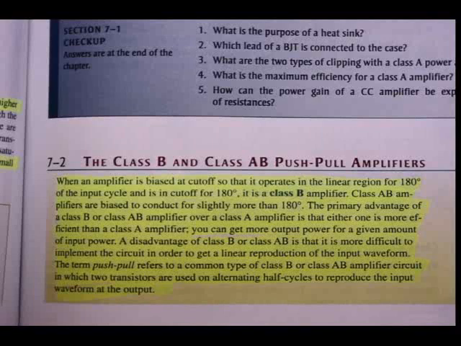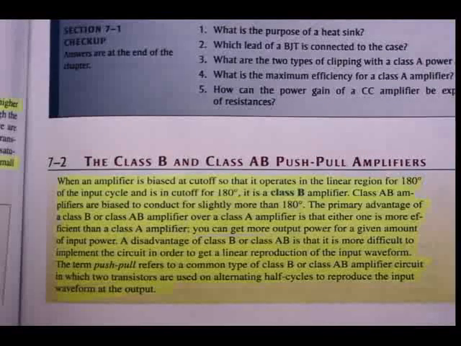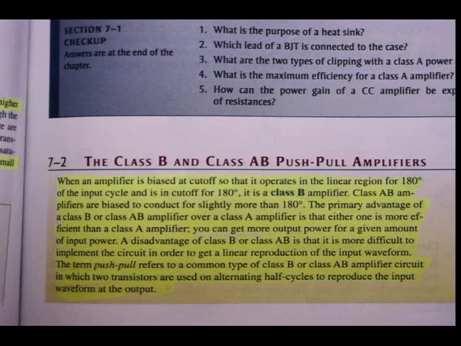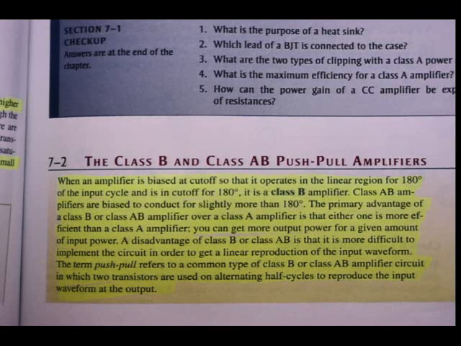The primary advantage of a class B or a class AB amplifier over a class A amplifier is that either one is more efficient than a class A amplifier. Remember, class A amplifier has maximum efficiency of 25%. You can get more output power for a given amount of input power. A disadvantage, underline, of a class B or a class AB amplifier is that it is more difficult to implement the circuit in order to get linear reproduction of the input waveform.